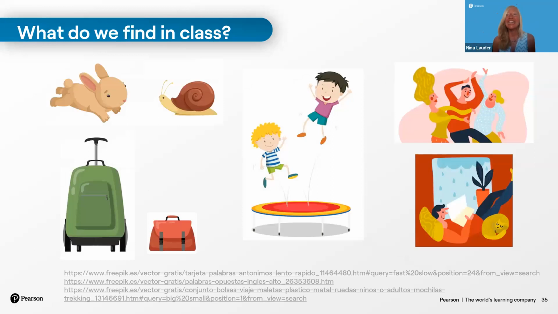Let's see, what do we find in class? So we have some pictures here to help us decide what kind of students do we have in class. We have here a rabbit and a snail. We have some students who are very, and some students who are a bit, what words could we use there? We have some students who are, and some students who are, exactly. So we've got some energetic students, some laid back students, some students who learn quickly, some students who take a little bit longer to learn.